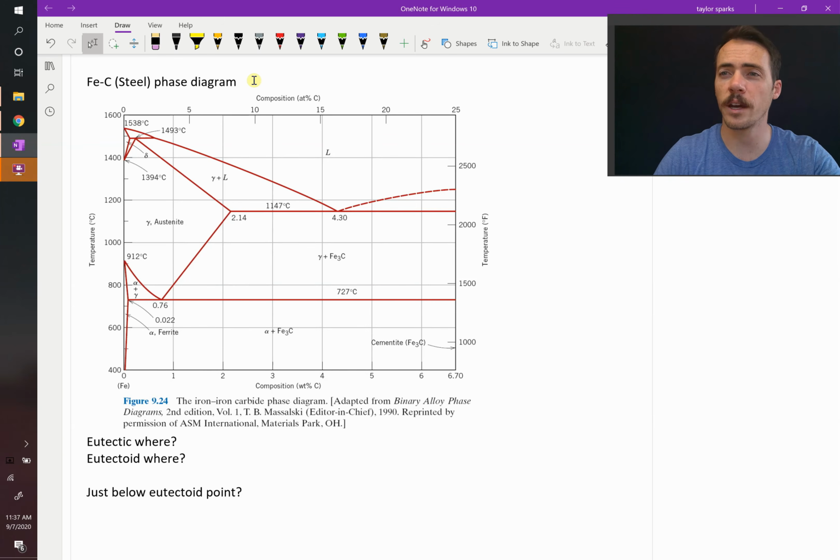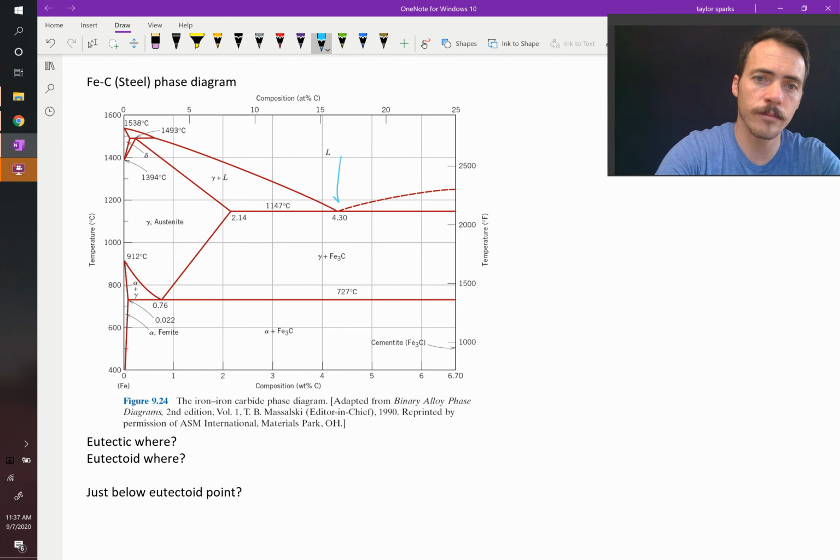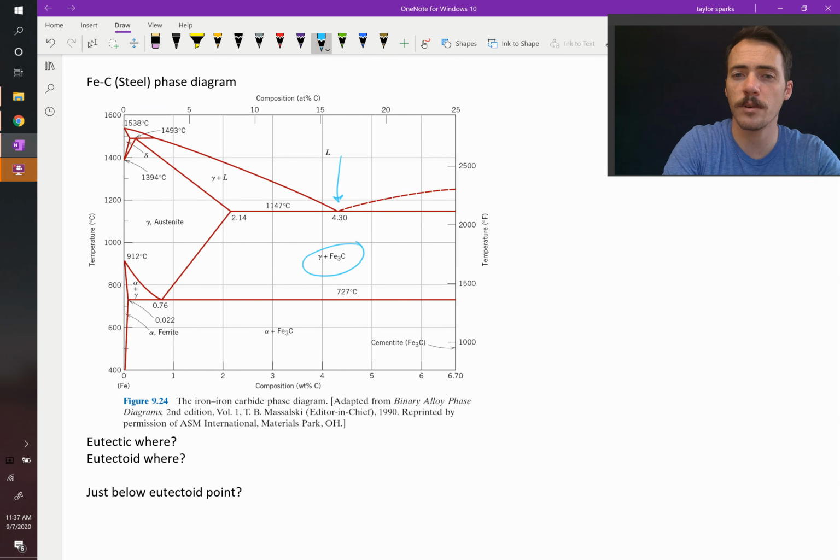Well, what about eutectics? Do you see any eutectic reactions? How about right here? A liquid turning into two different solids, gamma plus Fe3C. We call Fe3C cementite, by the way, and gamma we call austenite. That's the austenite phase. So right there at 4.3 weight percent carbon, if you cool it down at 1147 C, you get the eutectic formation of cementite and austenite. There's one.